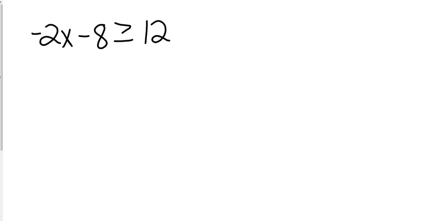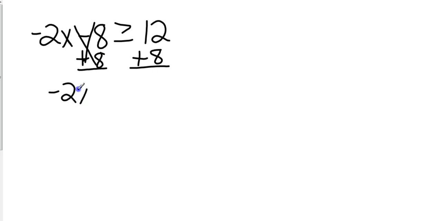Okay, we've seen these types of problems before, just had equal signs on them. Not a big deal. I've got x's all on one side, so I want to get rid of the negative 2 and I want to get rid of the negative 8. I'm going to get rid of the negative 8 first because it's farthest away. So I'm going to add 8 to both sides. This cancels. I'm left with negative 2x is greater than or equal to 20.